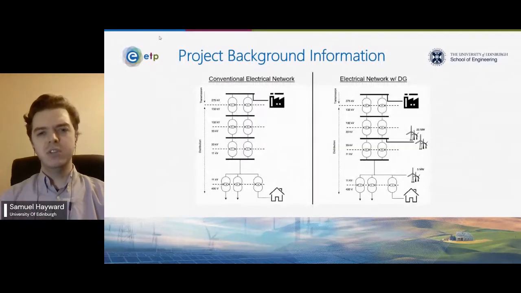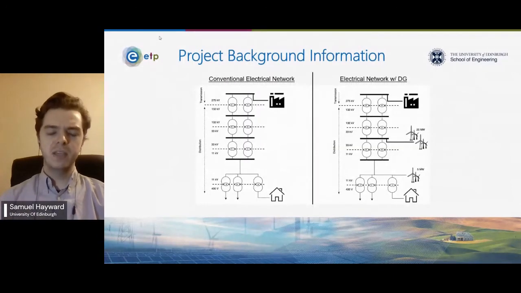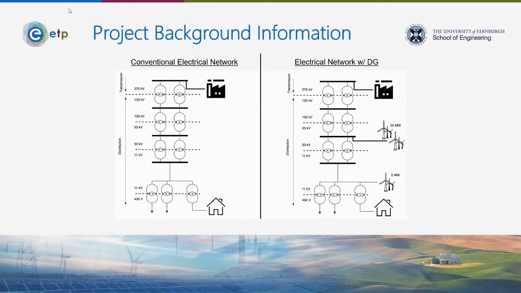And distributed generators, for anyone who's unfamiliar with them, can refer to this figure here, where on the left we see a conventional network where power stations connect to transmission networks, whereas on the right we see examples of distributed generators which connect to distribution networks and are physically closer to energy consumers.